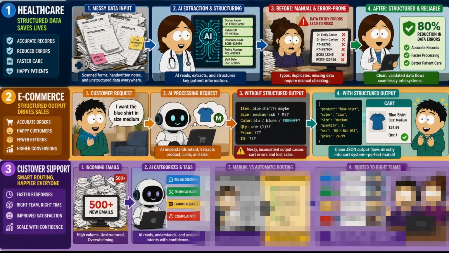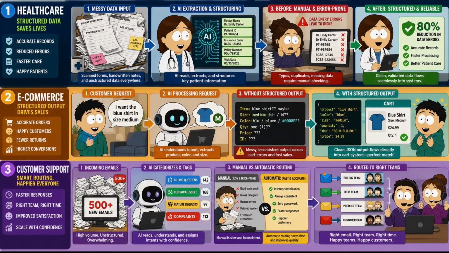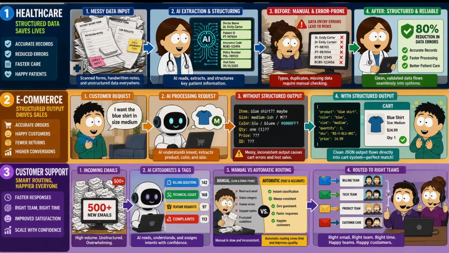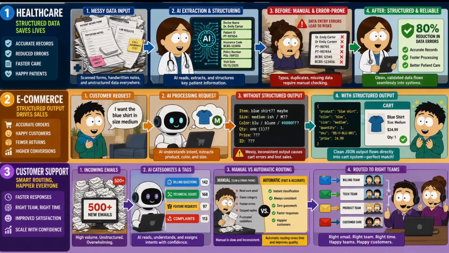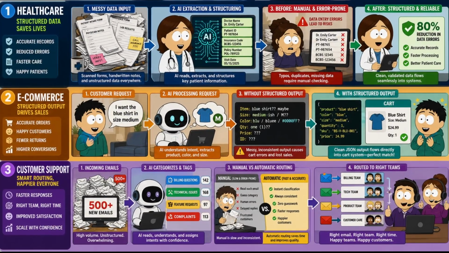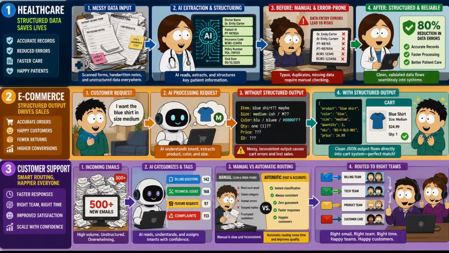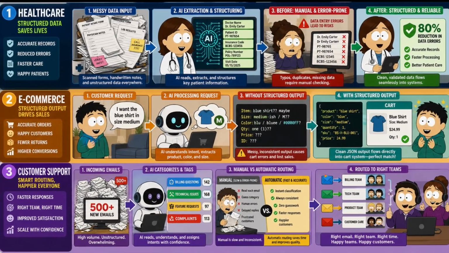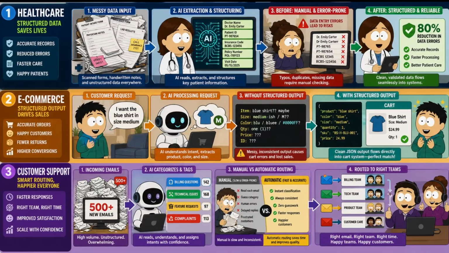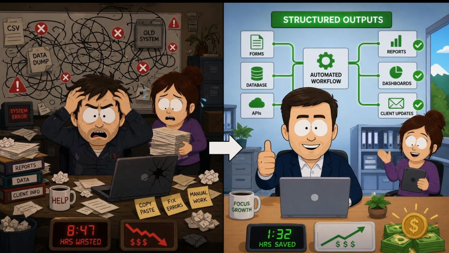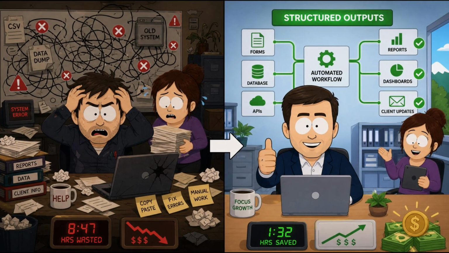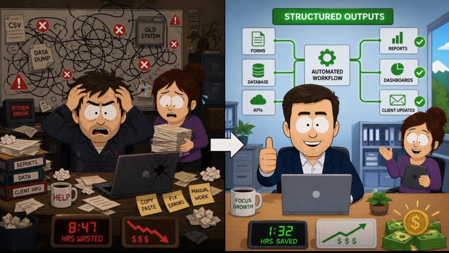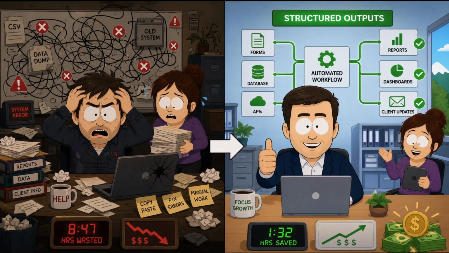In customer support, a support team gets 500 emails a day, and they need to categorize them. It is a billing issue, a technical issue, a feature request, or a complaint. The old way, AI gives you a text answer, the support person reads it and manually sorts it, and that takes hours. With templates plus structured outputs, the AI returns exactly what the routing system needs, and the system auto-routes it to the right team. The right person gets it immediately, and the problem is solved before the customer even noticed they had an issue.